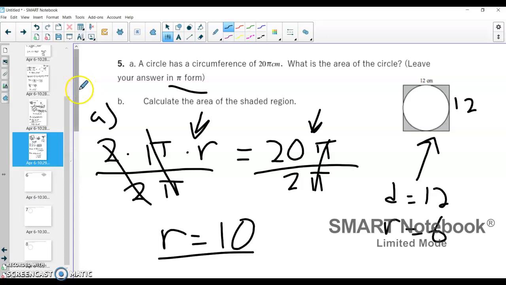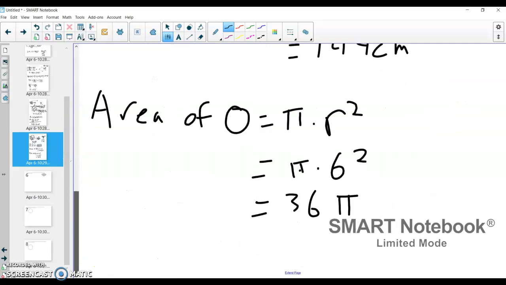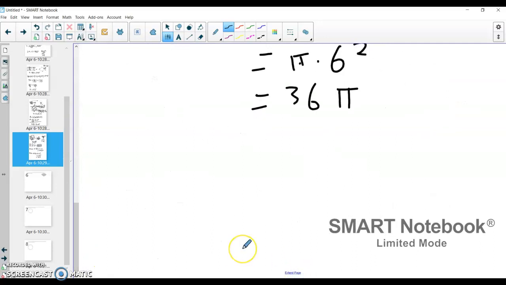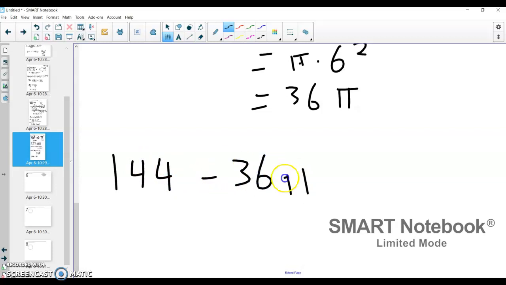And so if I want to find the area of the shaded region, I take the area of my square, which was 144, and I subtract out the 36 pi, and I'll be left with the area of my shaded region. Now, this is going to be calculator work because there's a pi in here, and what I end up getting is 144 minus 36 pi.